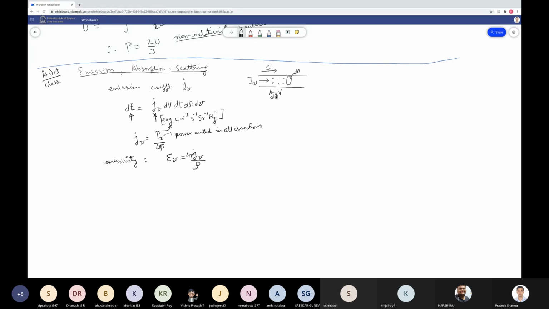So what if you consider a small section of size ds here, and you have beam intensity I nu coming in? What would be the intensity which leaves this small length? So this change in specific intensity, if you have emission in the medium, is equal to J nu times ds. Right, so J nu is energy crossing per unit volume per unit time.